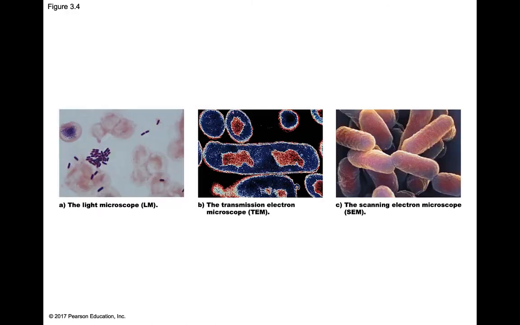Now here are basically 3 different images from 3 different microscopes. The first is the light microscope. The second and third are different types of electron microscopes, and they generally have a much greater capacity to magnify particles than does the light microscope.